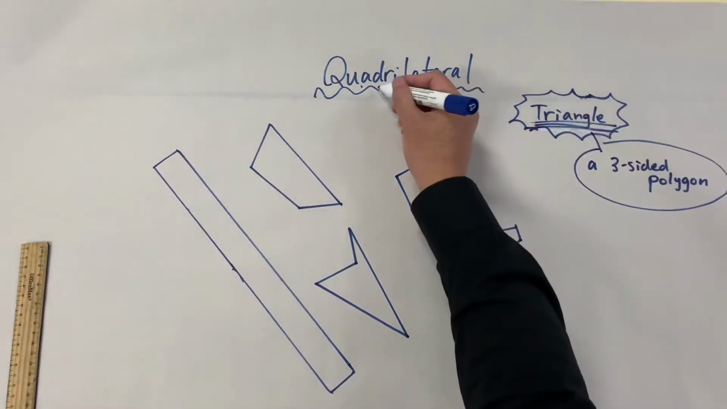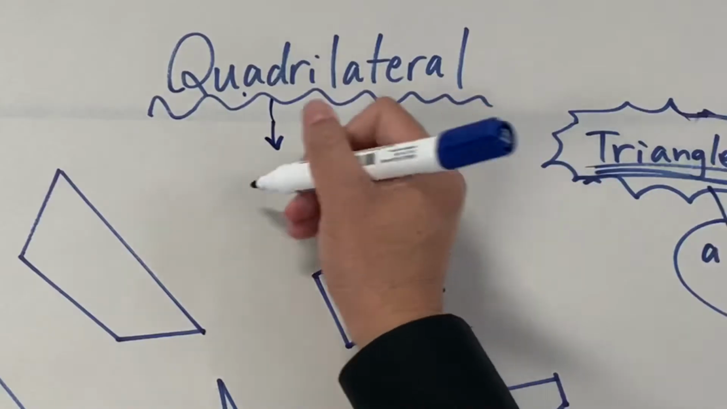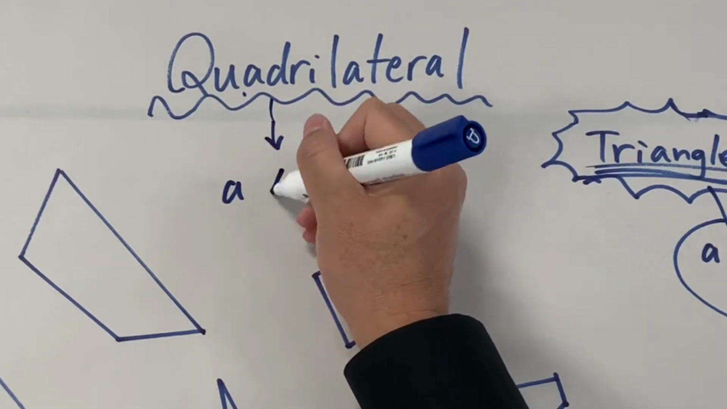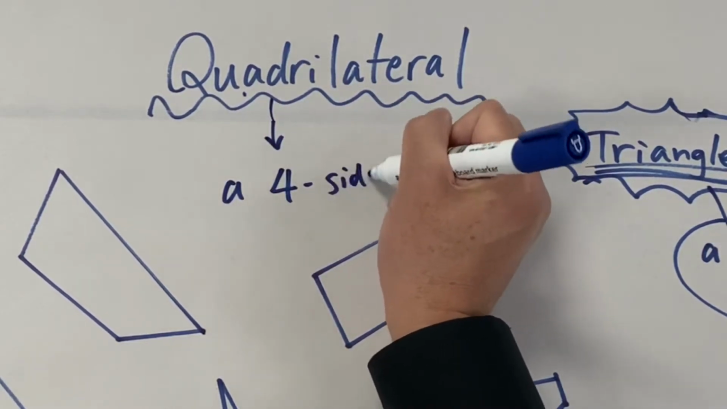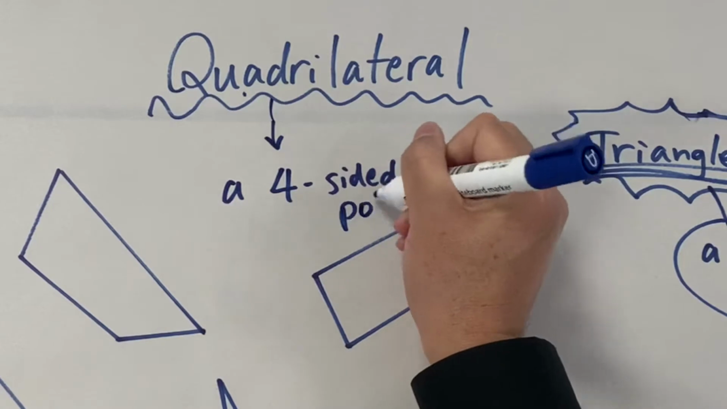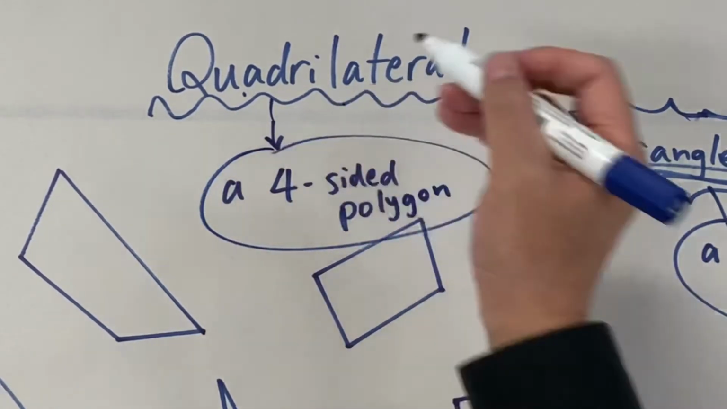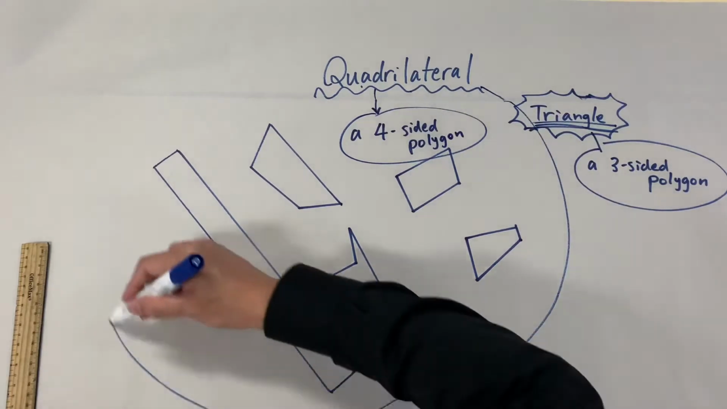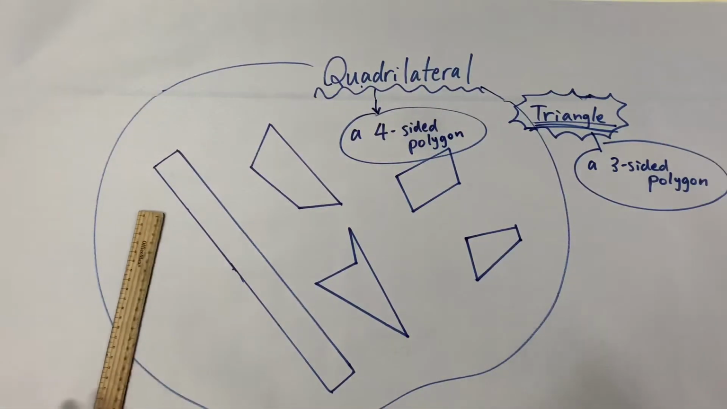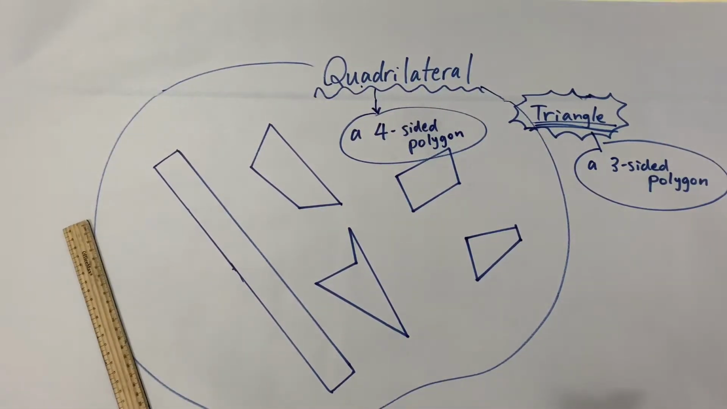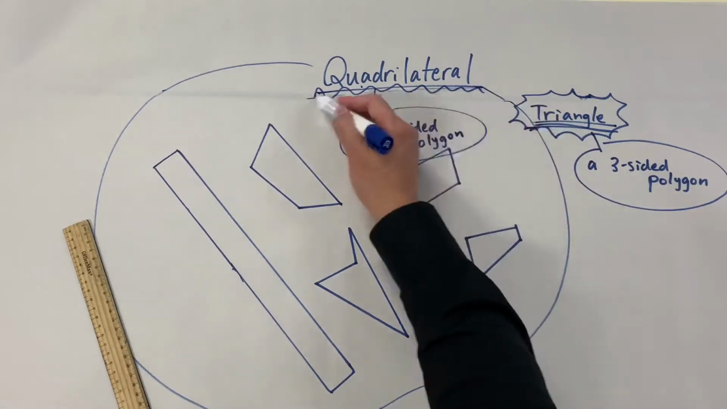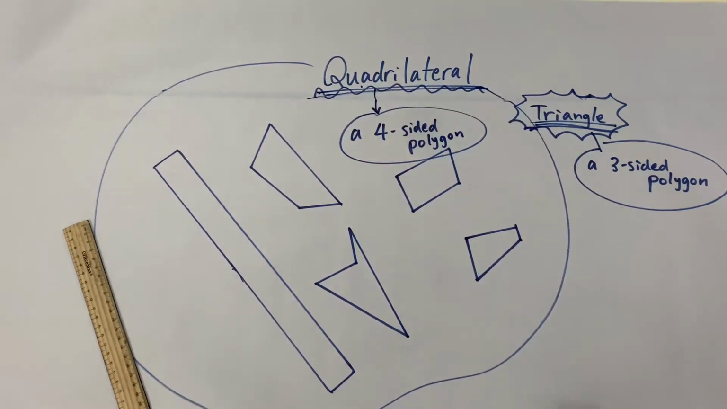And you're quite right. The quadrilateral is a four-sided polygon. That is a quadrilateral. These are all quadrilaterals. Now, what kind of quadrilateral do you know? I'll give you one.